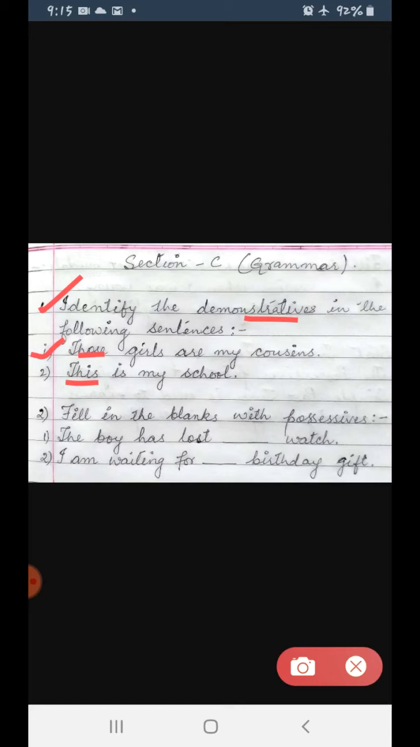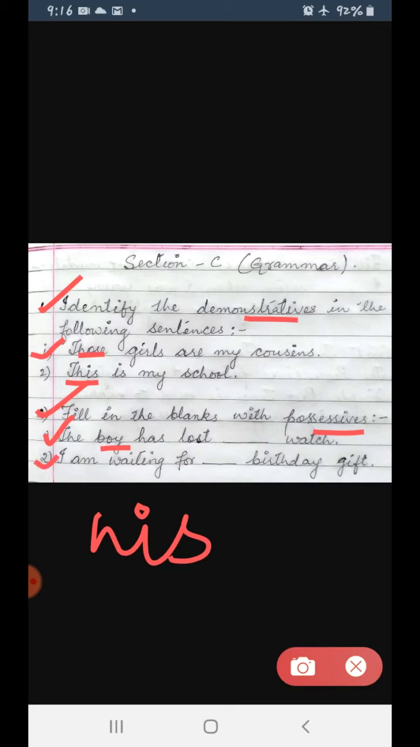Now next, number 2. Fill in the blanks with possessives. So what is a possessive? Possessive means the things which belong to somebody. That is called possessive. जिसका होना, जो चीज जिसका है, that is called possessives. Number 1: The boy has lost dash watch. Now see here, boy means male. So what will be the possessive of boy? It will be his. The boy has lost his watch.